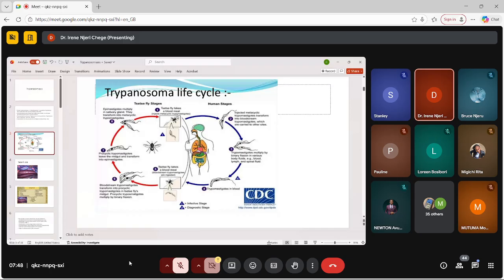the Trypanosoma brucei rhodesiense, the subspecies rhodesiense. And just to mention, this one, T. brucei rhodesiense, is what causes the East African type. Just remember, it causes East African trypanosomiasis, sleeping sickness.